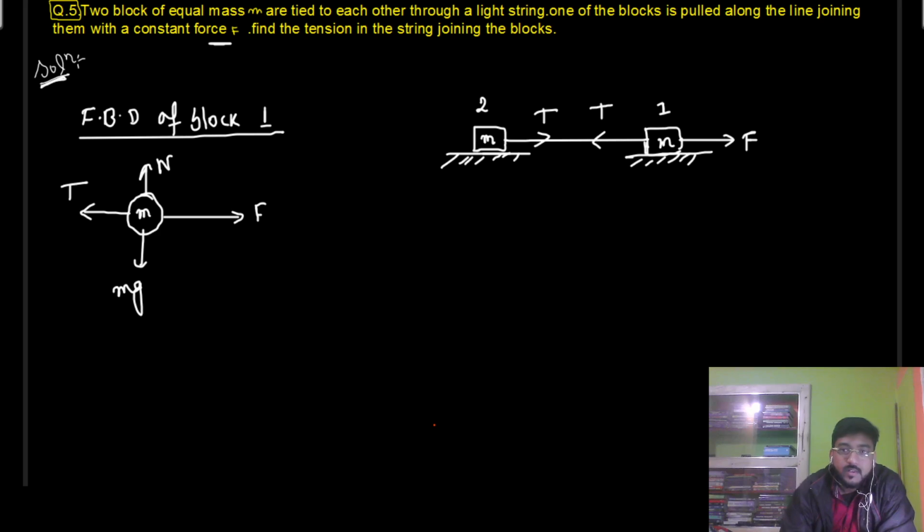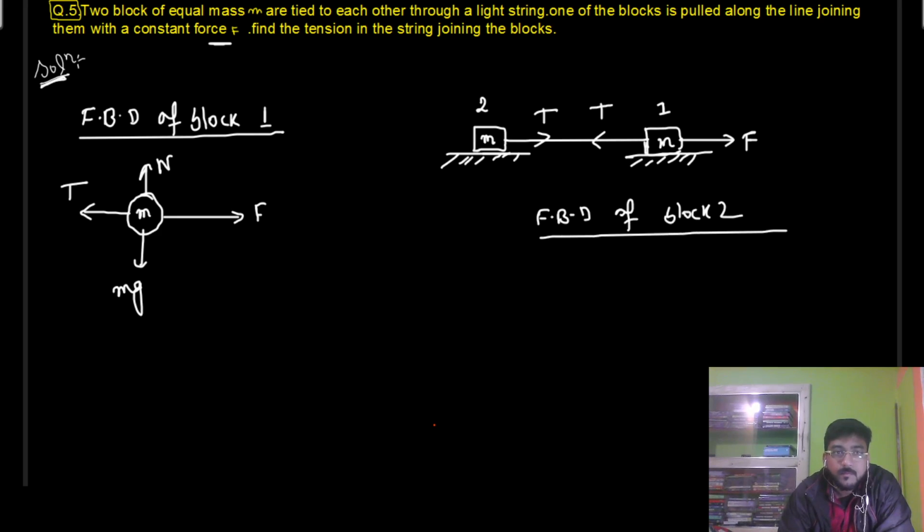Similarly I can draw the free body diagram for block 2. FBD of block 2. What are the forces acting on this block? One is mg, which is in the downward direction, and another is the normal force. Another force is T along the horizontal direction. And let me take the acceleration along this direction. Of course the acceleration will be in the direction of the force. So here the acceleration is in this direction, and here also the acceleration is in this direction.